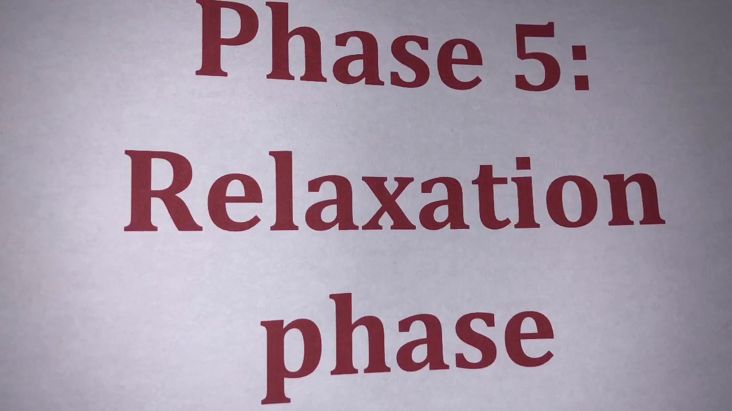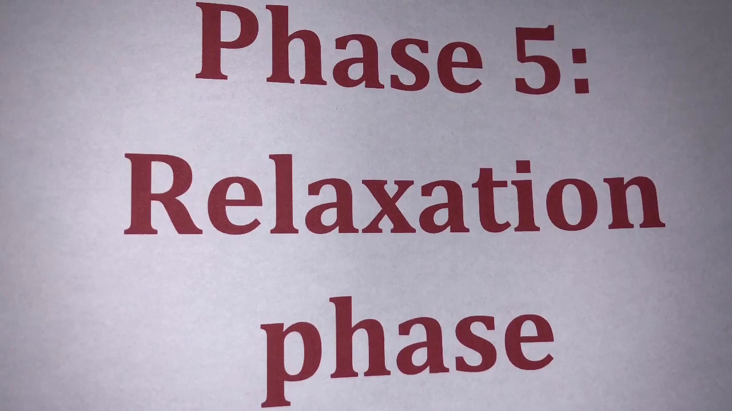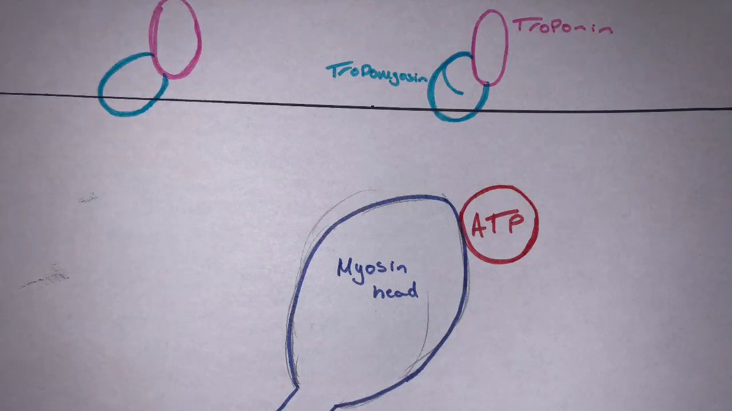Phase 5, relaxation phase. Relaxation phase is the last phase. This is a phase where things start to go back to how they were originally. Once the motor neurons have stopped sending signals, the troponin and tropomyosin start to revert back to their original form. Calcium changes the shape of troponin, allowing it to move up. Tropomyosin then covers and obstructs the active binding site. The muscle is then relaxed and ready for the process to start again.